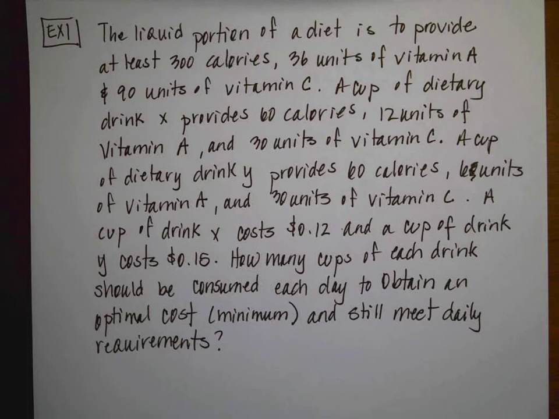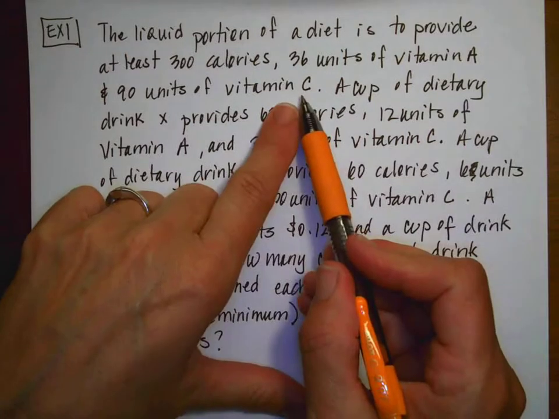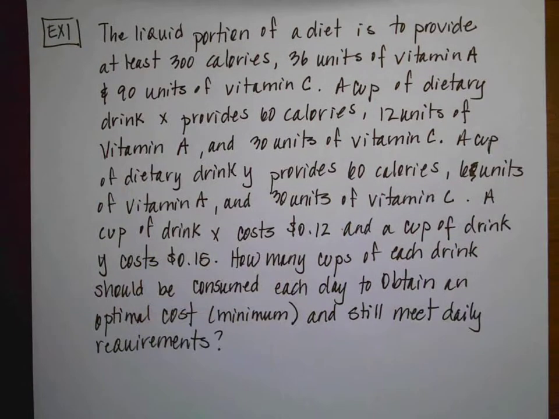This says that the liquid portion of a diet is to provide at least 300 calories, 36 units of A, and 90 units of vitamin C. So this is predetermined by information from someone. A cup of dietary drink X provides 60 calories, 12 units of A, 30 units of C. A cup of dietary drink Y provides 60 calories, 6 units of A, 30 units of C. A cup of drink X costs 12 cents, and a cup of drink Y costs 15 cents. How many cups of each drink should be consumed each day to obtain an optimal cost?